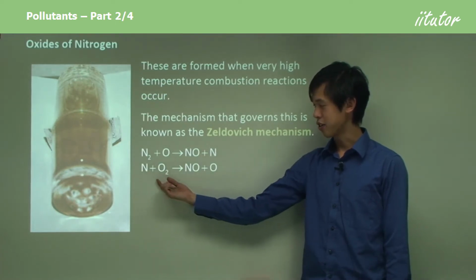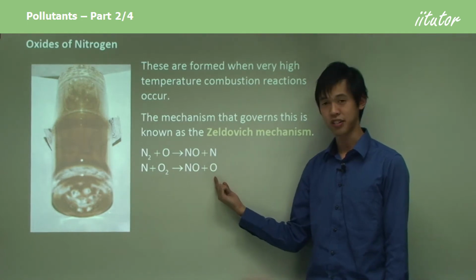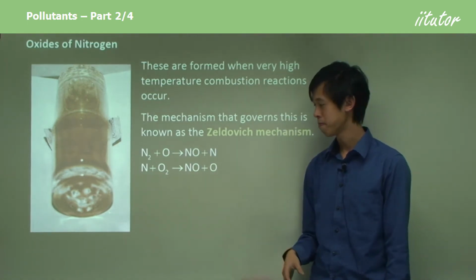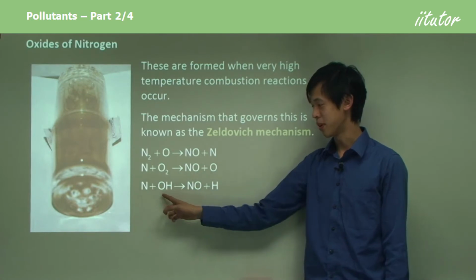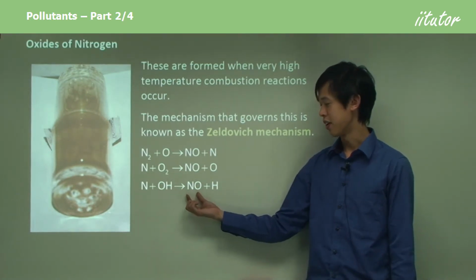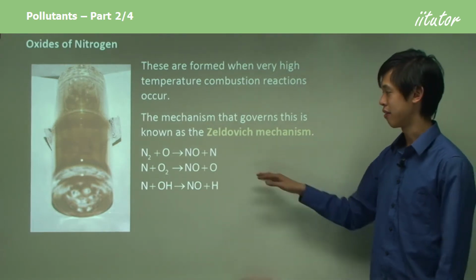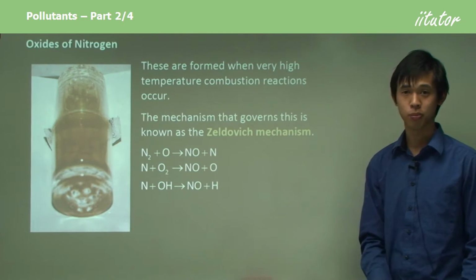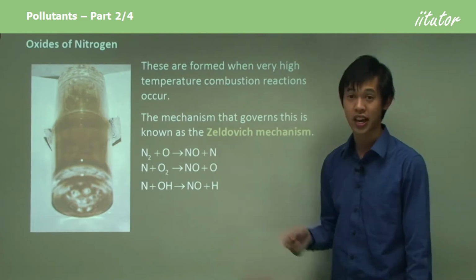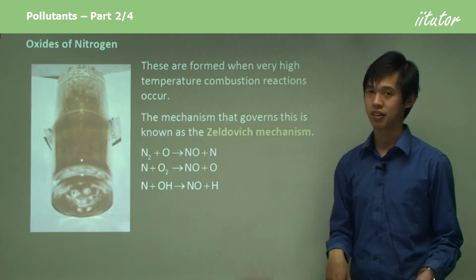These N's can also bond with oxygen molecules to give you NO and another oxygen radical, so just a single oxygen atom. And also these N's can bond with OH, which are present in flames, to give you NO plus H. So these are the three main reactions that happen with this Zeldovich mechanism, and you can see they all produce NO. And so that's bad, because these are the NOx that we're not very happy about.